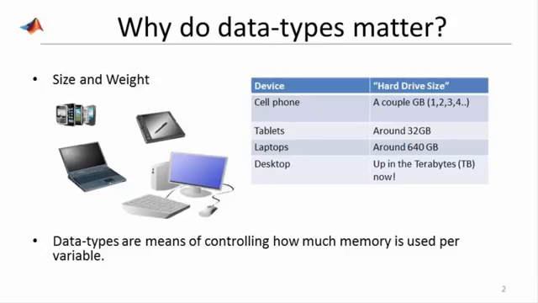Everything that you see here has software installed. But how big a software is depends partly on how many variables we have, and more important, what type of information is inside that variable. By talking about data types, we mean a means of controlling how much memory is used per variable.